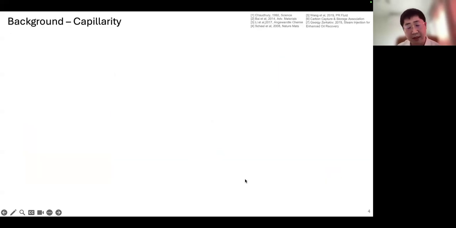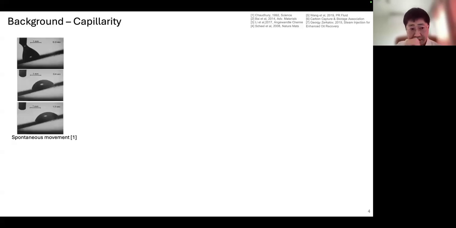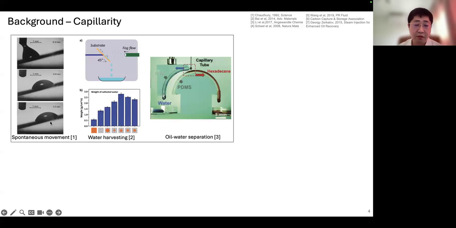There are quite many interesting applications of capillarity. First of all, it is possible to utilize surface tension to spontaneously move a droplet. You can see that once the droplet is deposited on a surface, it moves upwards, in the opposite direction of gravity.